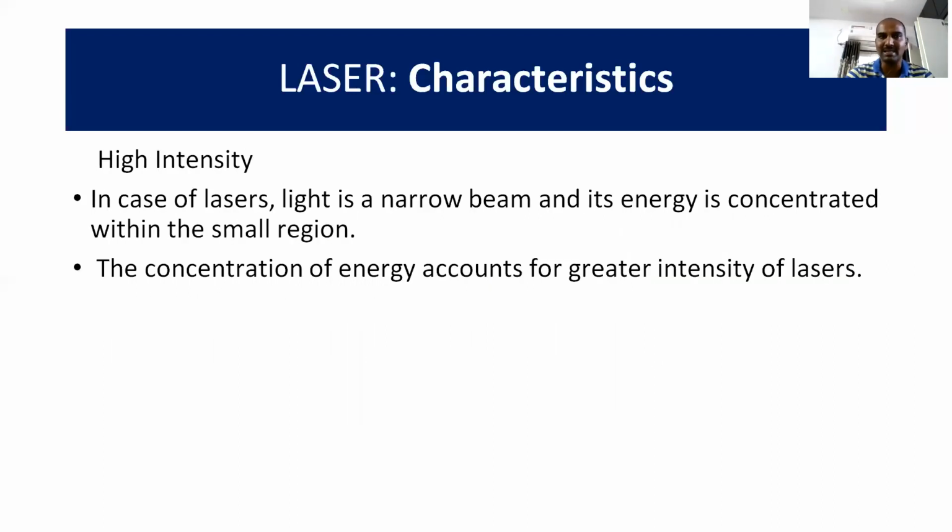Then coming to the second characteristic, high intensity. In the case of lasers, all the photons, which are coherent photons, travel in only one specific direction. That's why they occupy very little space. Each photon has energy h nu, and all the photons travel in a specific direction. Therefore, you can add the individual energies of the photons constructively. That means h nu plus h nu plus h nu leads to a huge value. This entire energy is concentrated within a small region. Thereby, the concentration of energy within a small region accounts for the high intensity of laser light.